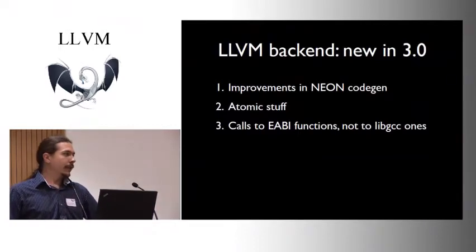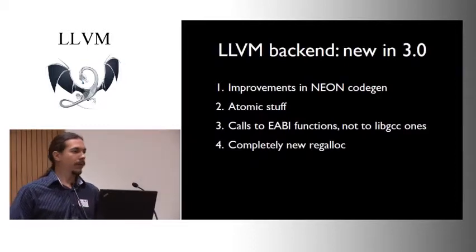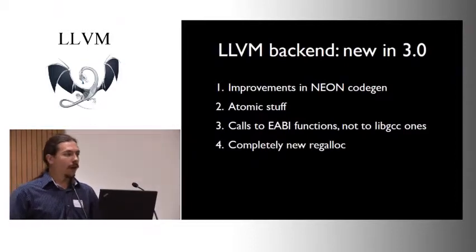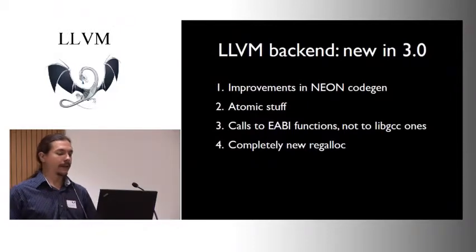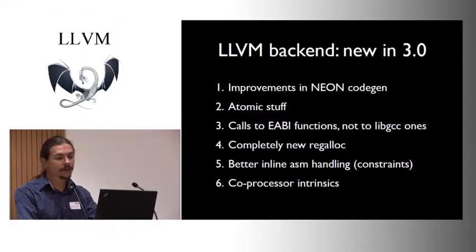Also, the 3.0 release contains a completely new register allocator, so there will be a lot of improvements here. Also, the 3.0 release contains much better support for inline assembler on ARM, so more constraints are supported. And also, there will be special intrinsics or built-ins for accessing the coprocessor. Previously, we did not have any.